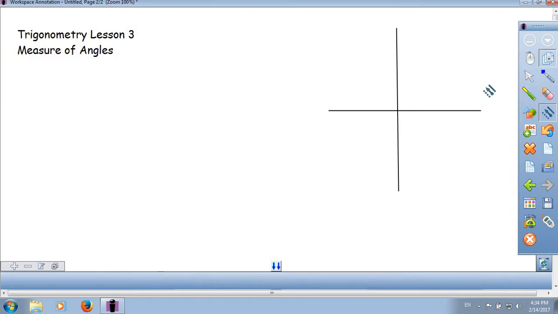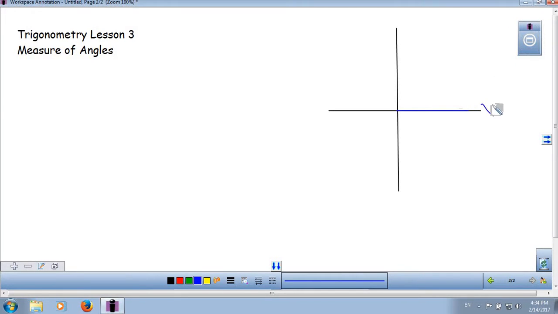If you remember from our last lesson, in the standard position our initial side should always be on the positive x-axis. You see I drew a blue line segment on the positive x-axis, indicating that is our initial side. Starting from the initial side, I can rotate. Now remember, if we rotate in the counterclockwise direction, it's going to give us positive measurement. If I rotate clockwise, it will give us negative measurements.